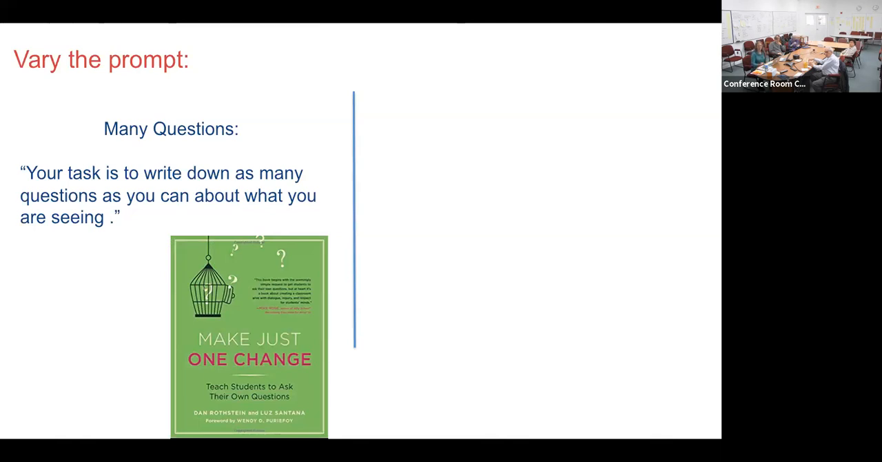And that was motivated by this book called Make Just One Change, which is a volume of practitioners' wisdom of how to encourage students to ask questions and then how to help them learn to high grade the questions that they have asked. So that was our first prompt.